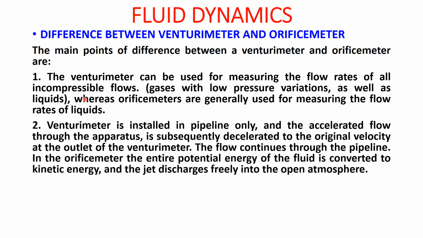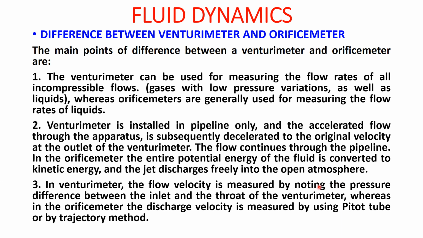Second, a Venturi meter is installed only in a pipeline, and the accelerated flow through the apparatus is decelerated to the original velocity at the outlet of the Venturi meter. The flow continues through the pipeline. In an orifice meter, the entire potential energy of the fluid is converted to kinetic energy, and the jet discharges freely into the open atmosphere. It is not necessary that the orifice meter be connected through a pipe. It can also be connected at the end of a tank, so that the water coming out can be freely discharged to atmospheric conditions.